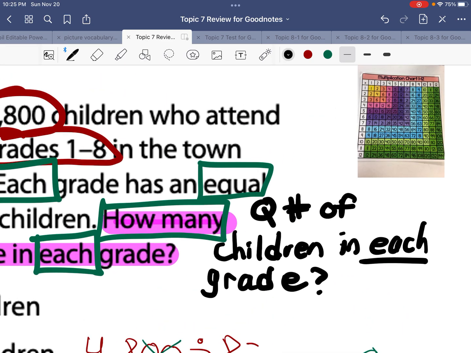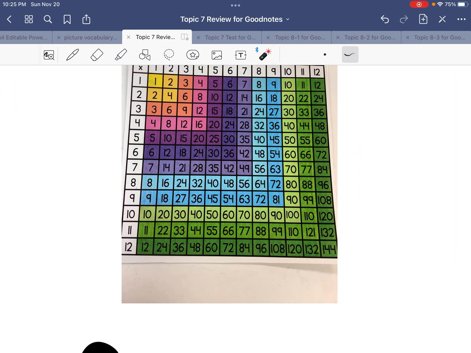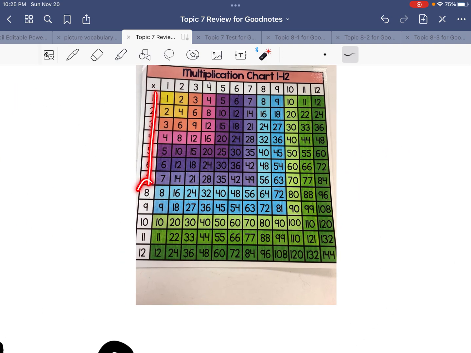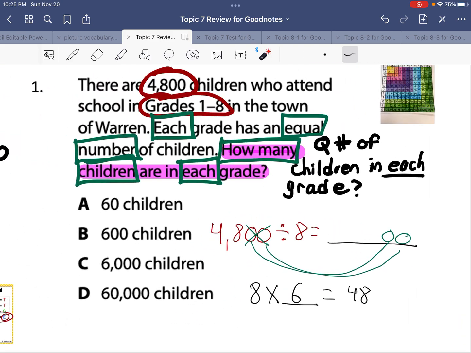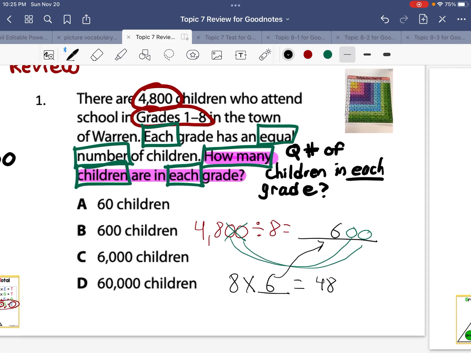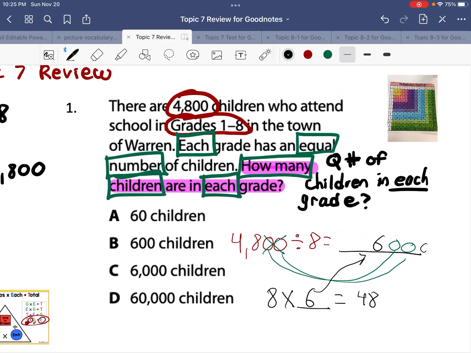And just to prove that, if I had to go into my groups of 8, I need to look for 48. 48's right here. If I go up, I get 6, okay? So I put that 6, I'm going to take it and put it over here. So my answer would be 600 children, which is answer B.